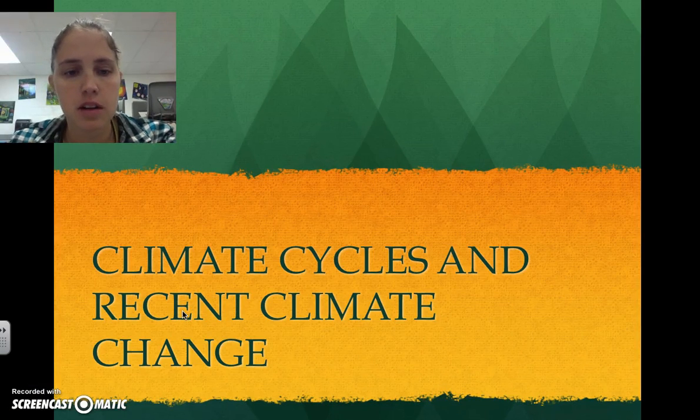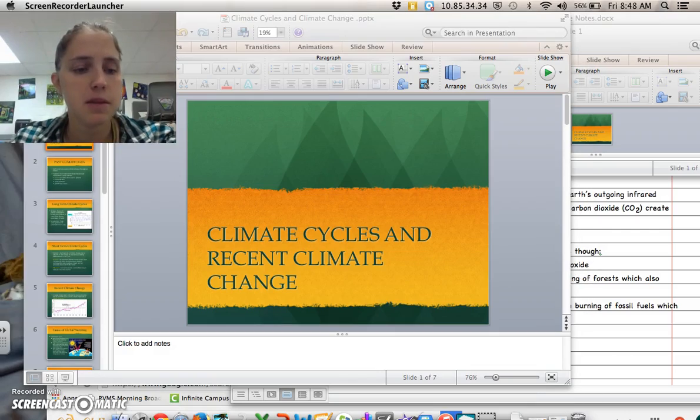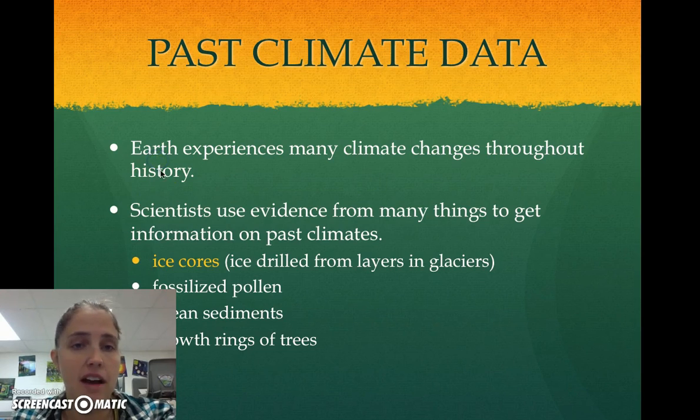All right, we are going to talk about climate cycles and recent climate change. So, past climate data. How do we know that the climate is actually changing? Well, scientists are able to look at these changes throughout history using evidence that they gather from things called ice cores. That would be ice drilled out of glaciers.